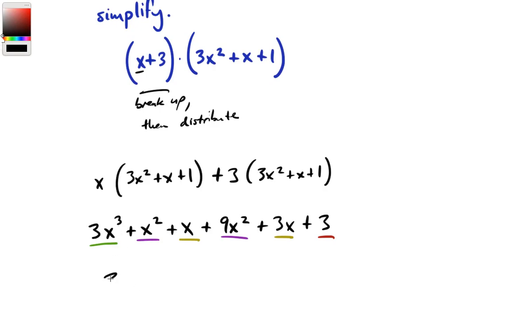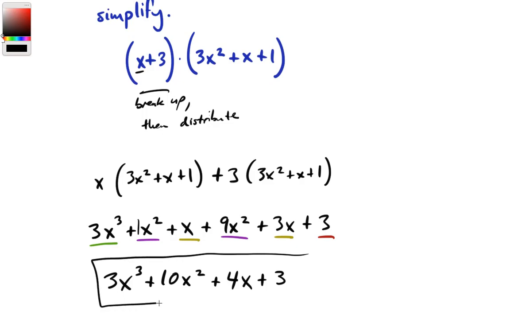This was the only green one, so 3x cubed just comes down exactly as it is. x squared and 9x squared. Remember, there's the implied 1 here, so this is 1 plus 9, which is 10 copies of x squared. And then x with 3x is going to give us a total of 4x. And then this plus 3 is the only one of its kind, so it's also going to come down. So this is going to be our final answer.